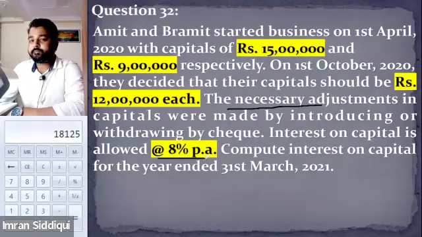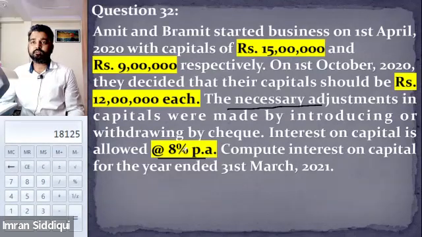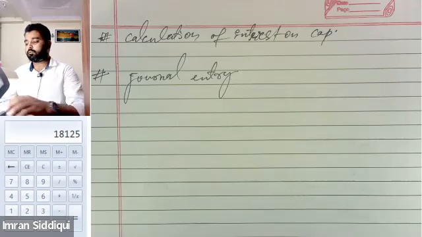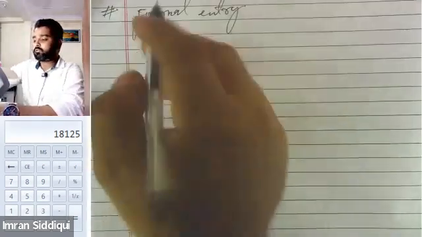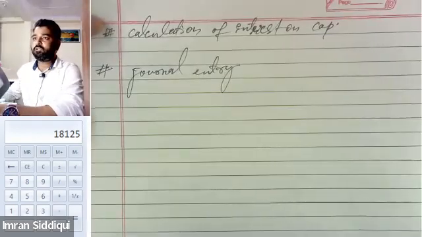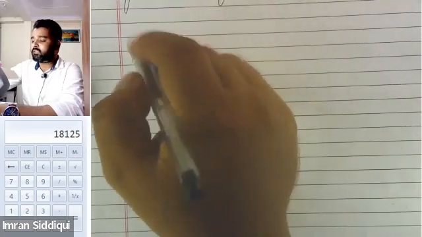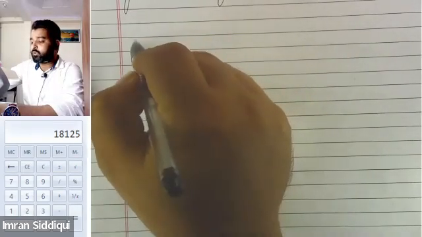The question asks us to calculate the interest on capital at the rate of 8% per annum. Let me show you how this will be done. First of all, we will talk about how to calculate the interest on capital. But for that purpose, let's try to understand the timeline.